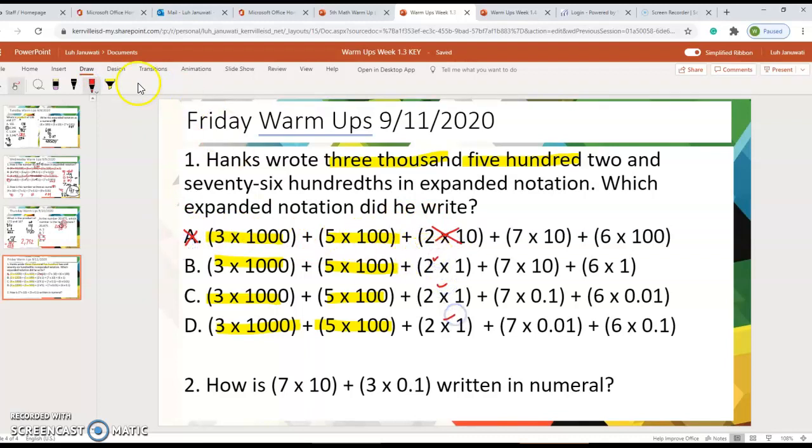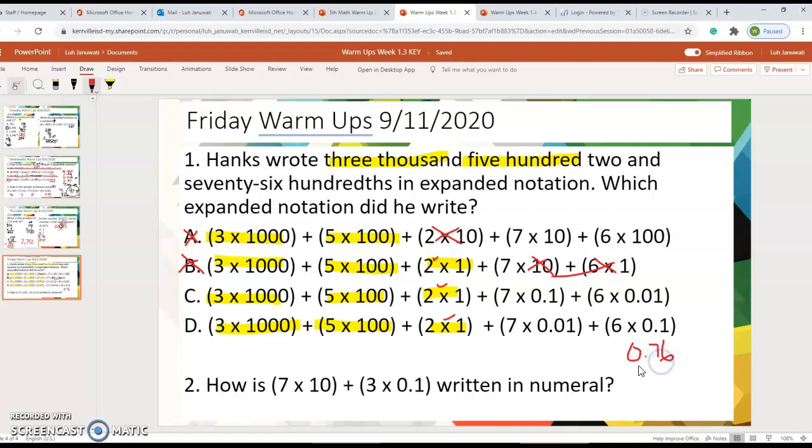Correct. Correct. Oh no. Okay, let's look at the next one. This is 67 hundredths. Right, not 76. So go bye. And go bye B. Okay. So now let's write 76 hundredths. How do you write 76 hundredths?